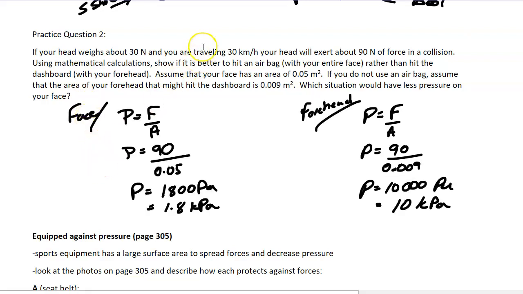Okay, so here again, you've been given 90 newtons of force that's actually hitting. The weight and speed that the person's traveling at just give you an indication of that 90 newtons. So we're using the 90 newtons. Hitting with the entire face on an airbag leads to 1.8 kilopascals of pressure, whereas if you just hit your forehead on the steering wheel, it winds up with 10 kilopascals of pressure.